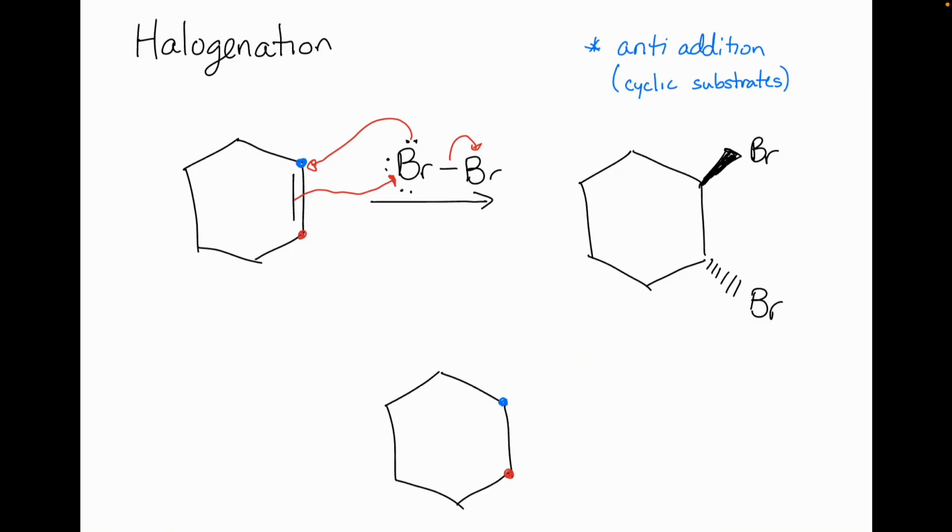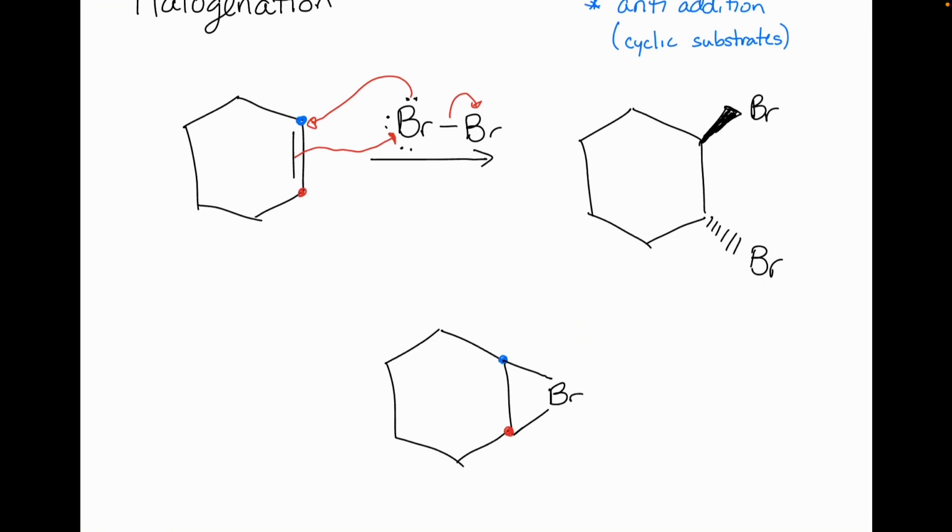Now I'm going to have this intermediate here where my bromine is attached to both of those carbons and has a positive charge. This is the coolest named intermediate of all of the intermediates in our organic chemistry. This is what we call a bromonium ion. It's actually for any halogen? Yeah. A chloronium ion would be for chlorine or whatever, but yes.